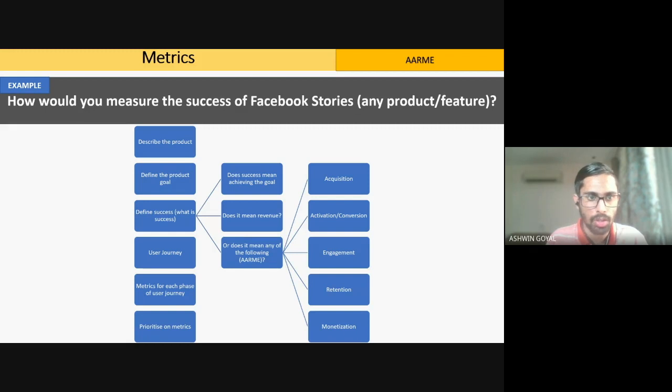I'll quickly see what we've covered. So first we've described the product. We've defined the product goal. We've defined success. We've asked what is success. We've asked this question.